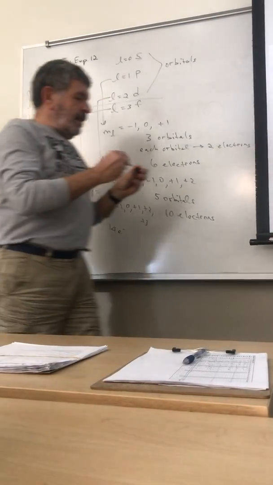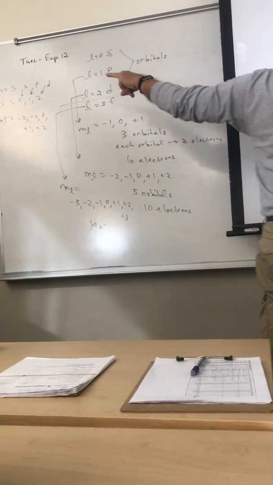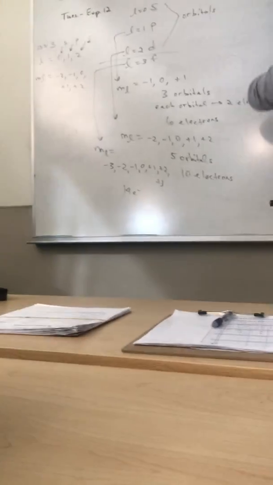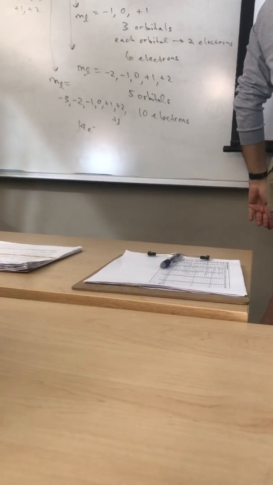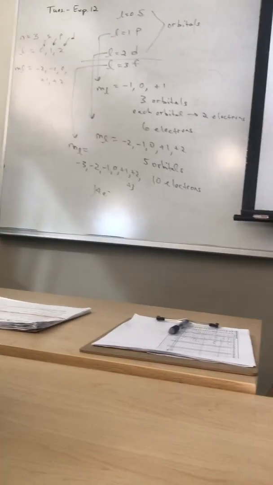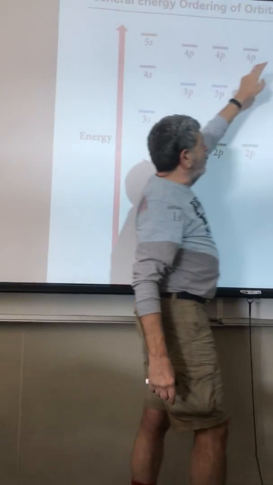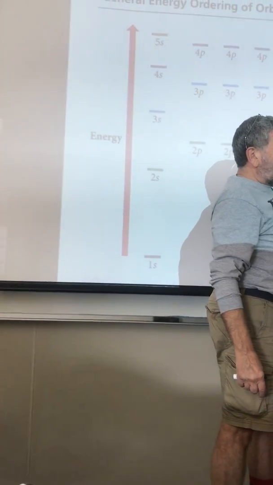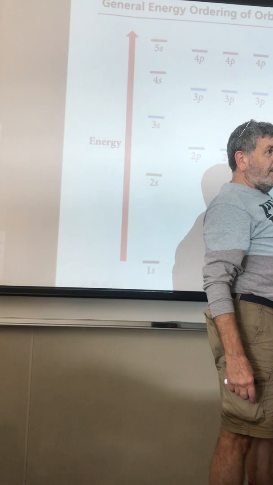So now let's go back here to our diagram. We're saying that in n equals 3, which is the third row, it looks like it goes sodium, magnesium, and then all the way across. But according to this, we should have S, P, and D. So there's no D in row 3.